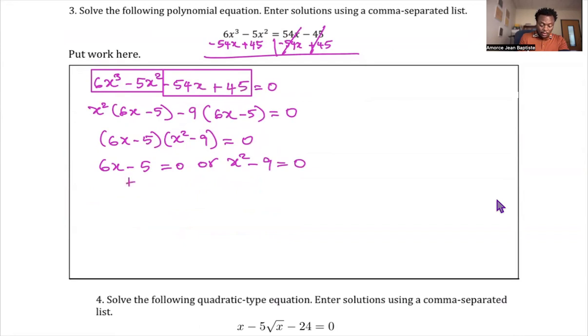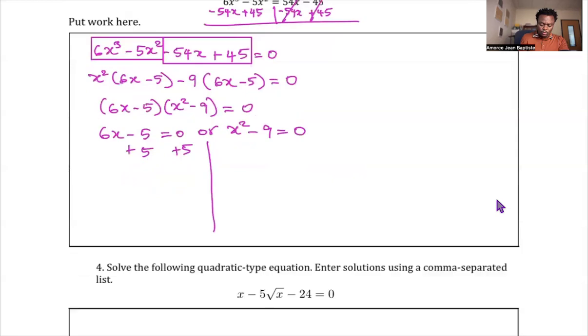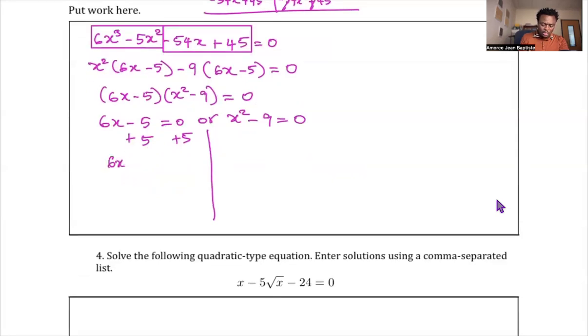We can add 5 on both sides for the first part of the equation. 6x equals 5, then divide by 5. X equals, divide by, not 5, divide by 6 to isolate x. Divide by 6. And then 5/6 is the first solution.